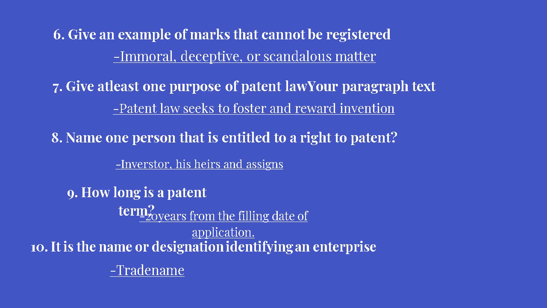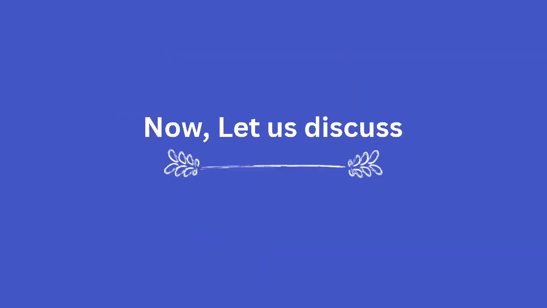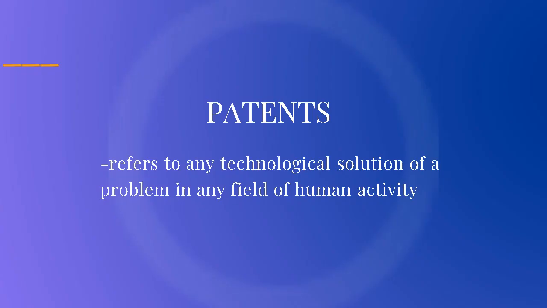Number 8, name one person that is entitled to a right of patent. Answer, inventor, his heirs, and assigns. Number 9, how long is a patent term? 20 years from the filing date of application. Number 10, it is the name or designation identifying an enterprise. It is called trade name. Now, let us discuss further. Now, what are patents? Patents refers to any technological solution of a problem in any field of human activity.